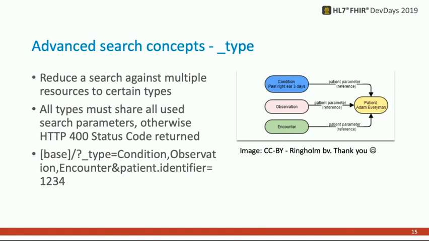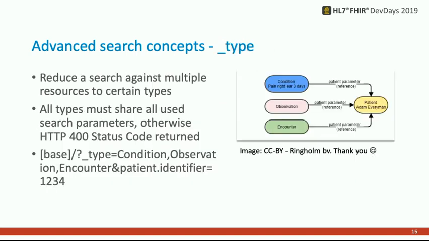resource. So there are search parameters which are not only defined for all resources, but for a subset of resources. For example, we have condition, observation, and encounter, which all share the common element, a reference to patient. And if all of these resources that I supply to underscore type have all the same search parameter, then I can also use that to search on this expanded subset of resources.